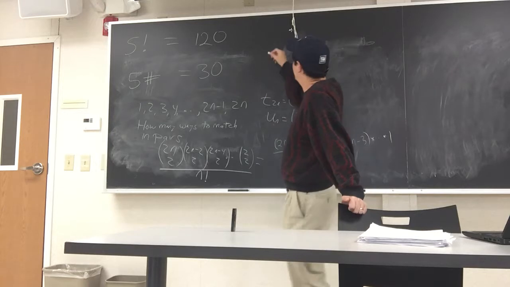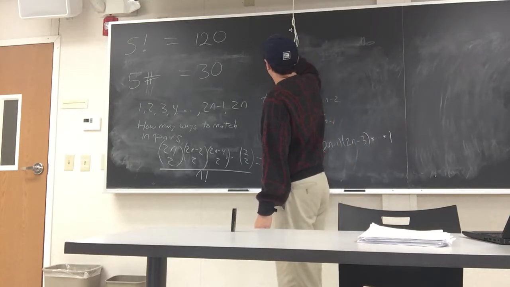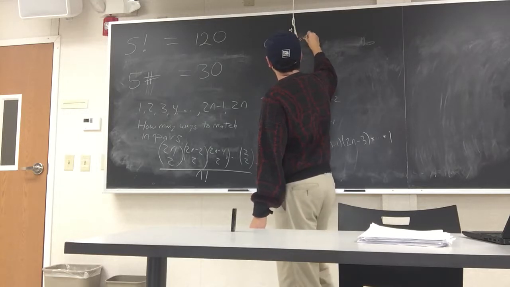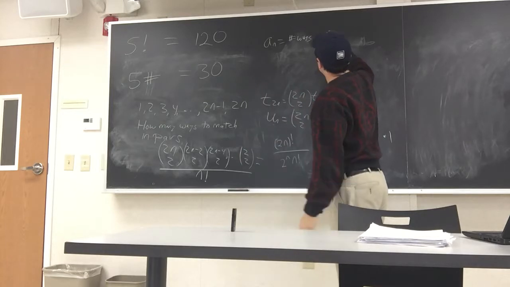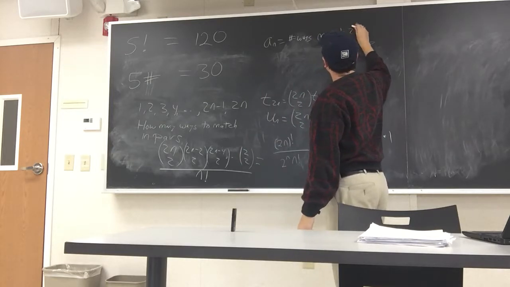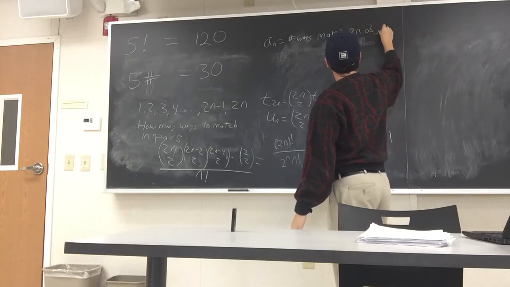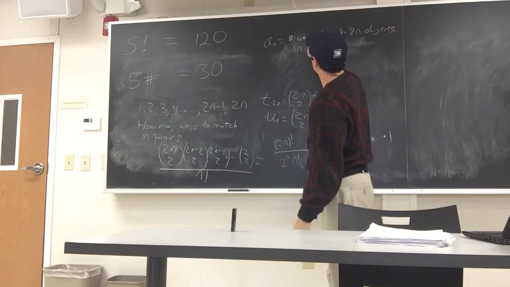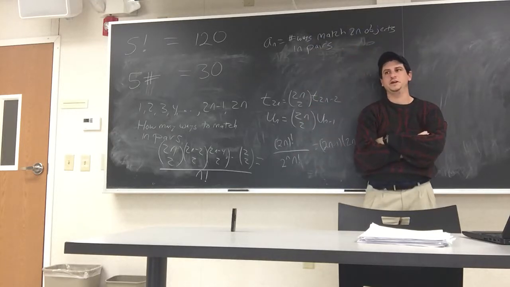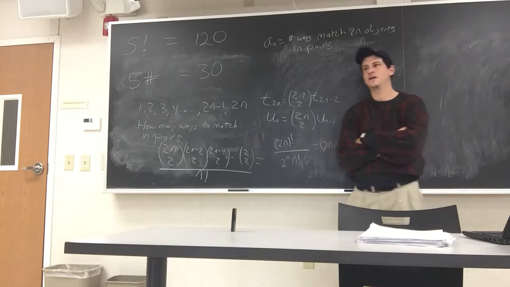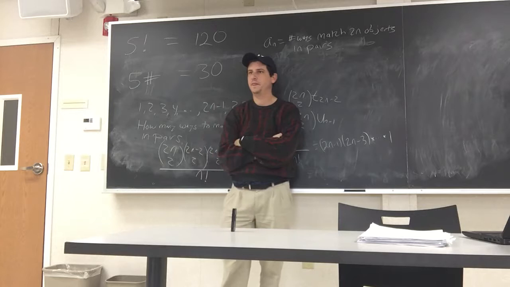So here's one way to look at it. Let a_n be the number of ways. It's not n minus 1 if you're not actually missing any. So it'll be the number of ways to match 2n objects in pairs. Choose a special number from 1 to 2n. What's your special number?